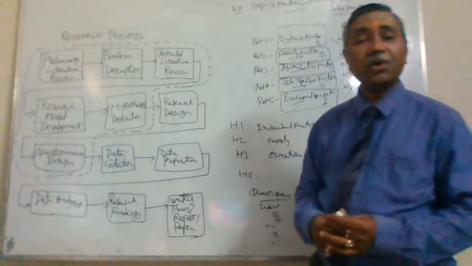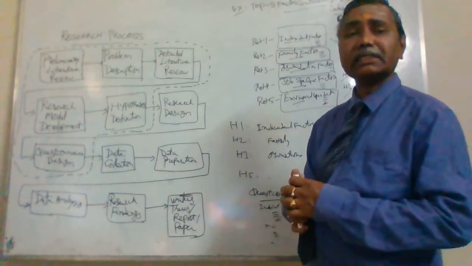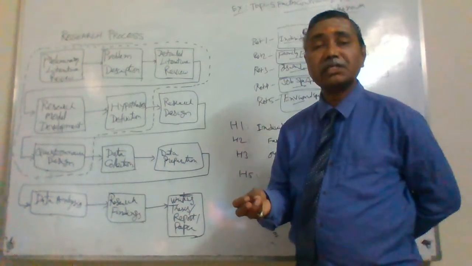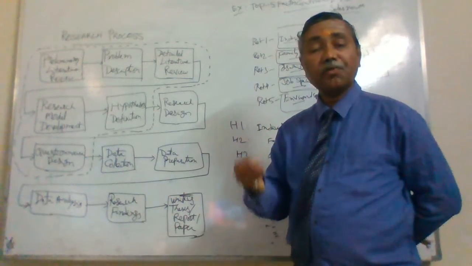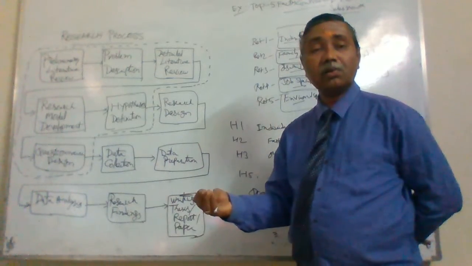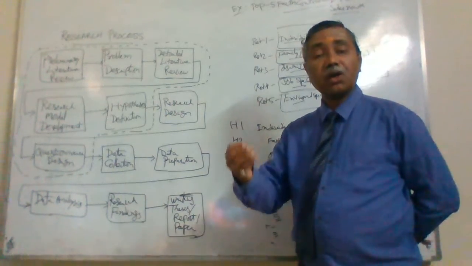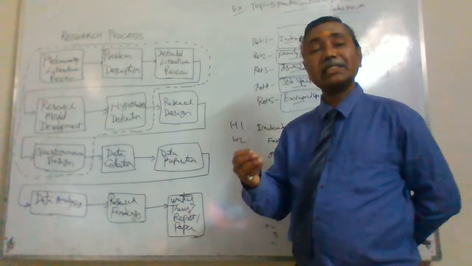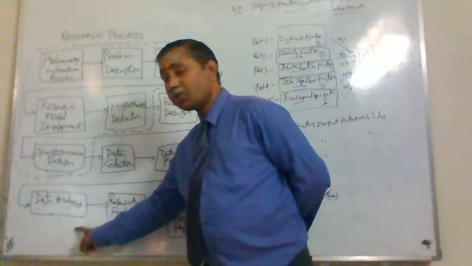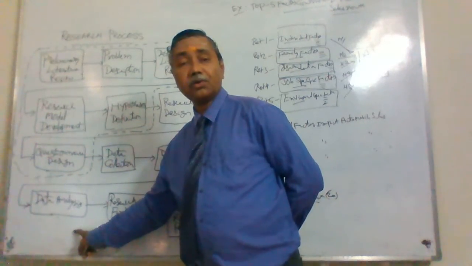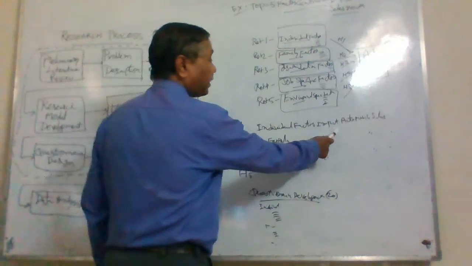In data analysis, what do you do? You apply statistical techniques. For example, correlation to find out the relationship between two variables. Regression to find out the impact of one variable on another variable. Chi-square test to find out the association. Like this, ANOVA, MANOVA, t-test. Different statistical techniques are there. Those techniques you have to use in data analysis to test, for example, the hypothesis we defined: individual factors impact automobile sales growth.